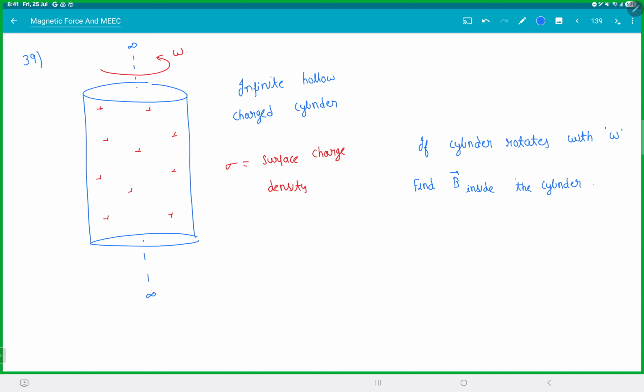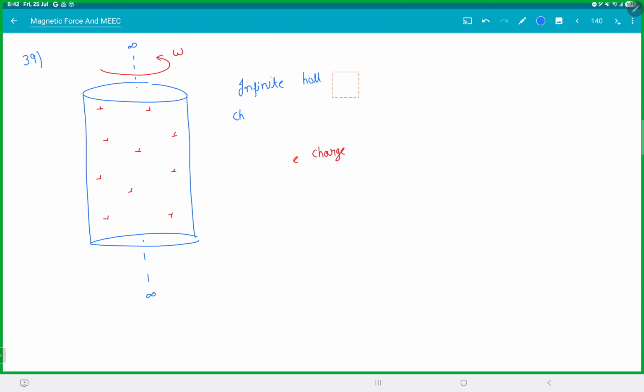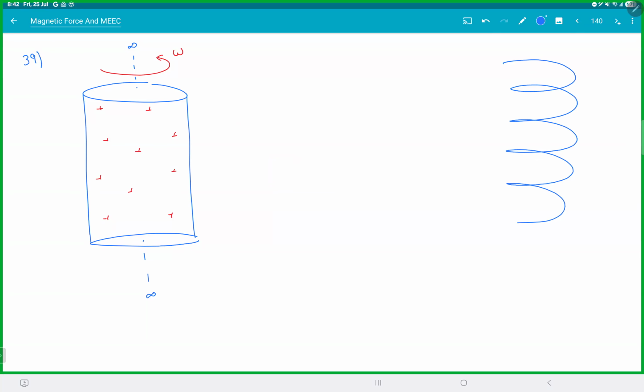This thing behaves like what? An infinite solenoid. So if you consider an infinite solenoid which is carrying current I, here also you can think of something like that. When this is rotating, each ring is behaving like a current.